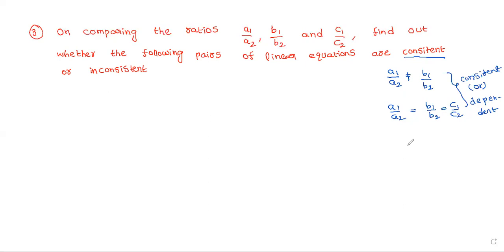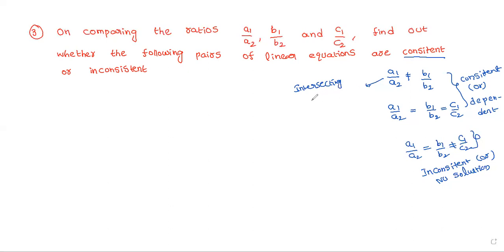Dependent lines. Next, another condition: A1 by A2 is equal to B1 by B2 is not equal to C1 by C2, or no solution, or independent, or inconsistent. Inconsistent or no solution. Another name for these is intersecting lines. Unique solution, also the same condition.